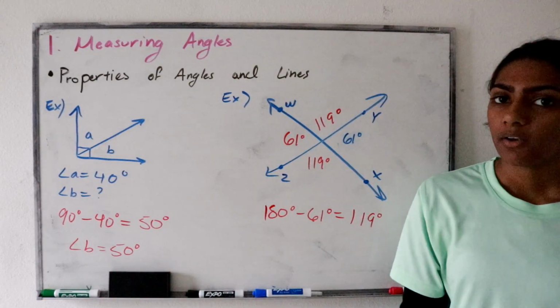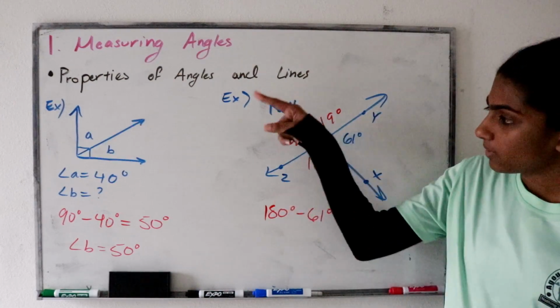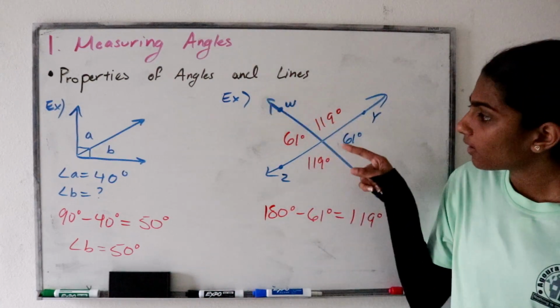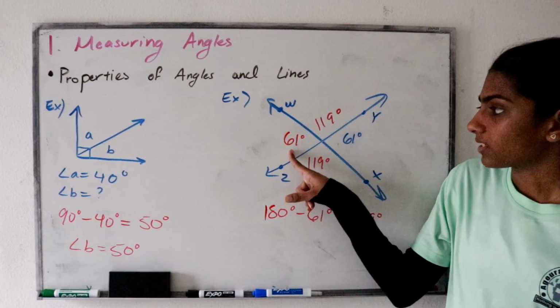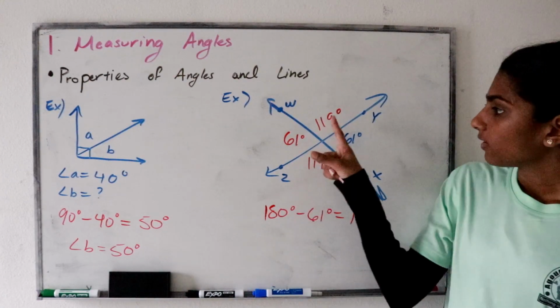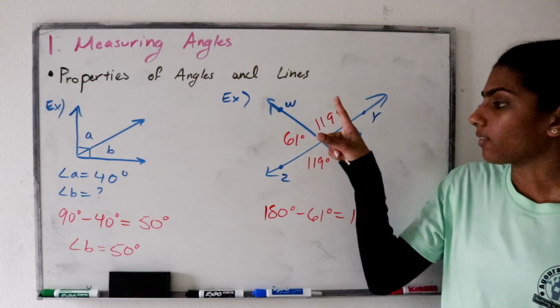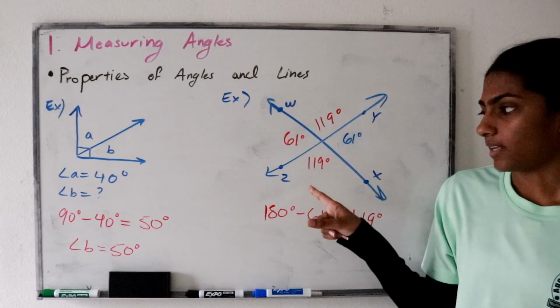Next, we're going to use our supplementary property. So since we know that this is a straight line, it's just being cut by a ray, or a line right here, we know that this angle right here is going to be 180 minus 61. So 180 minus 61 is 119 degrees. 119 degrees for this angle, and then the vertical angle, or the angle opposite to that, is going to be the same measure, 119 degrees.